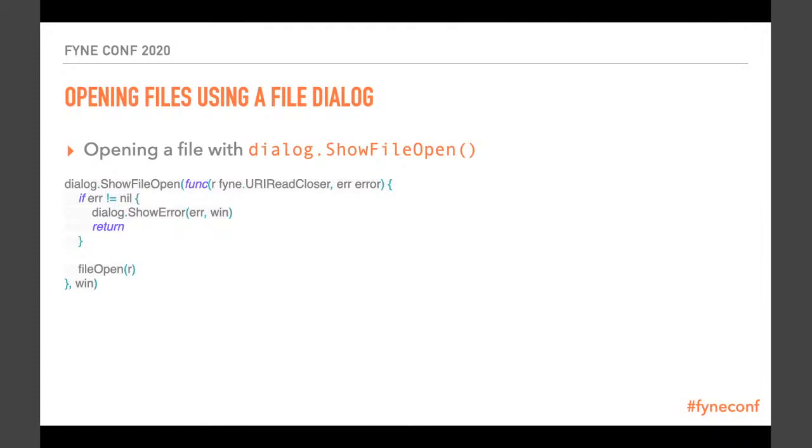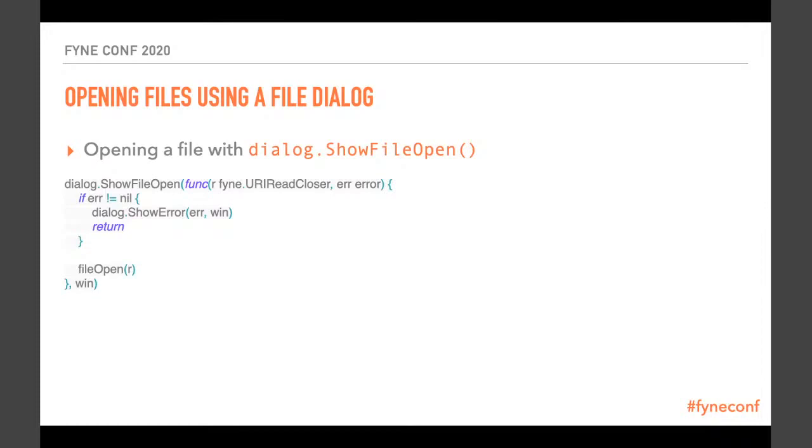You call that, it will create the dialog for you and then show it to the user in the current window, the window that you specify as the last parameter to this call. The function that you're passing in to the file open is going to be called when the user returns from the dialog, and it's going to provide information to you that is either a handle to a URIReadCloser, which represents the source of the data that the user has just selected, or an error.